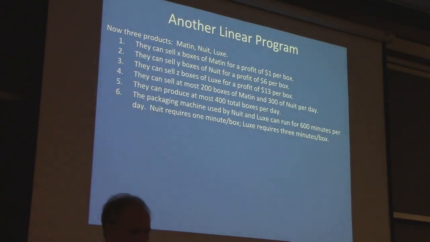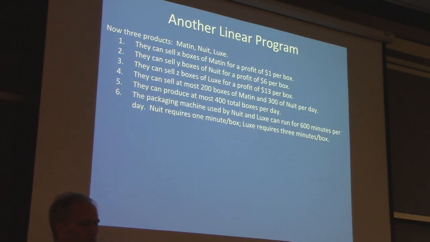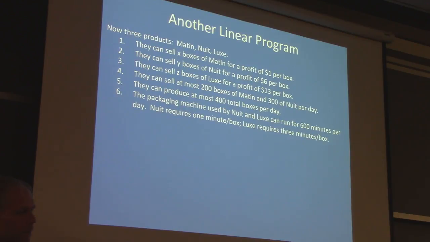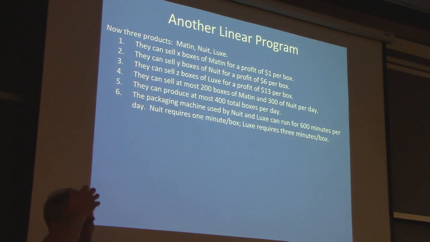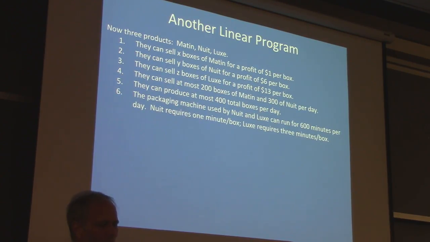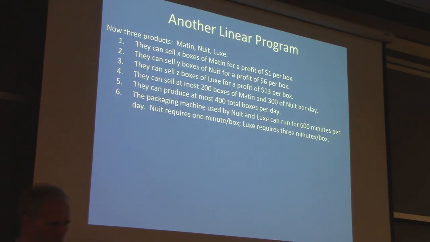Okay, we've said all that. Let's do another program here. I'll let you think about it. Now we introduce another kind of product. So we have x, y, and z for Martin, Louis, and Lux. It's all French. So you see the constraints. How would you express those constraints? And what is the objective function?